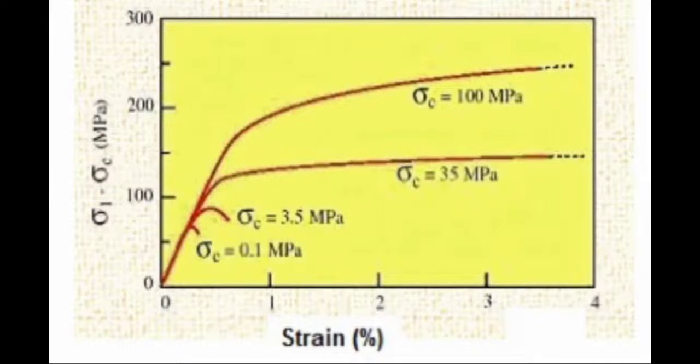Between confining pressure and strain, the y-axis is the amount of pressure to deform a material, measured in MPa. The x-axis is the amount of strain or deformation needed.